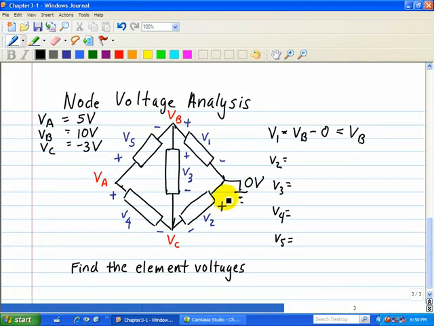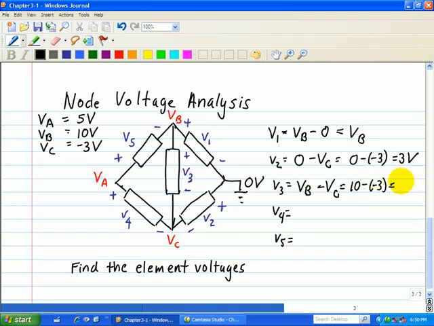Now let's do the same thing with V2. We start with the positive polarity, which is connected to 0 volts, and we subtract VC. But VC is equal to minus 3 volts, so 0 minus minus 3 is equal to 3 volts. For V3, we have VB minus VC, so it's not connected to a reference node. The positive polarity is connected to node B, so that's voltage B minus VC. VB is given as 10 volts, minus minus 3 for VC, and that's equal to 13 volts.